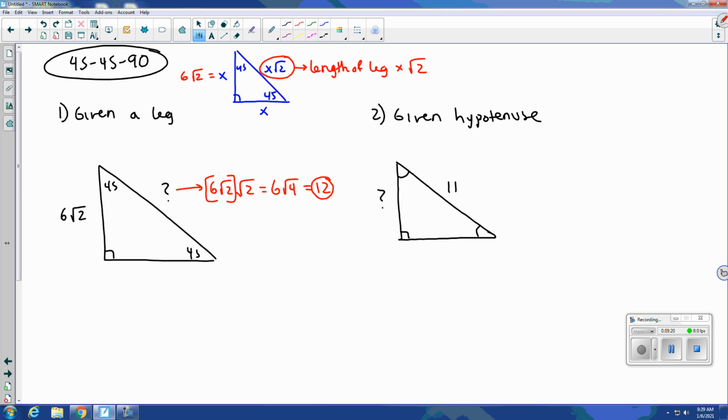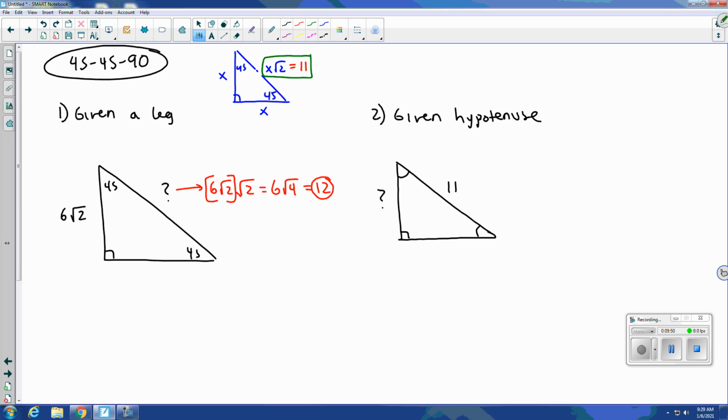Now, what if we have a hypotenuse? So let's erase some of this stuff. Well, it's going to be the same approach. You say, all right, the hypotenuse is 11. So on my reference triangle, I know that this thing should equal 11. Now, what I've done here is create an equation by saying x root 2 equals 11. And why that's significant is because that will allow me to solve for x.